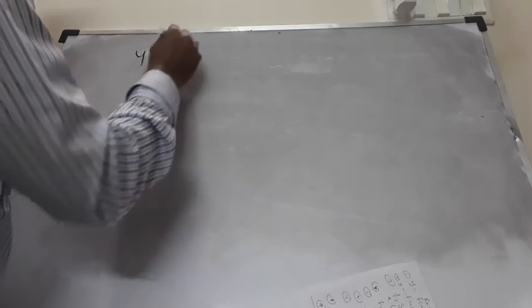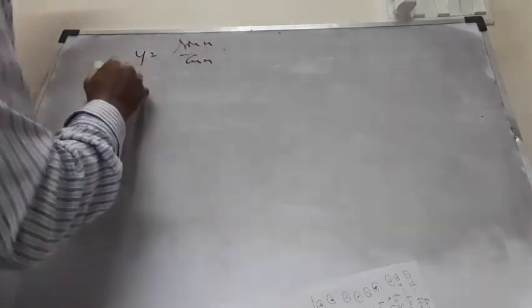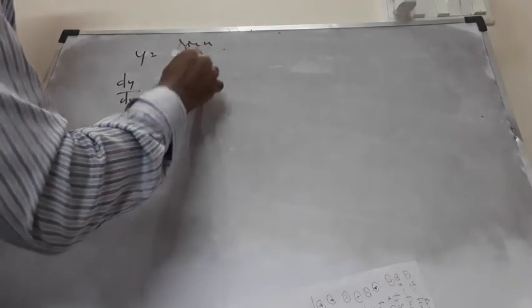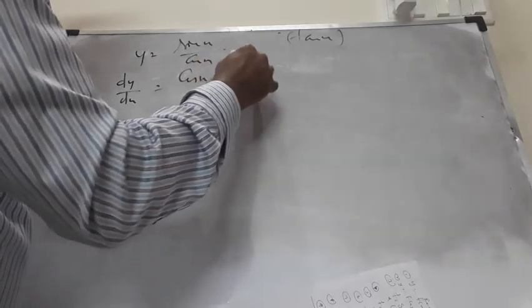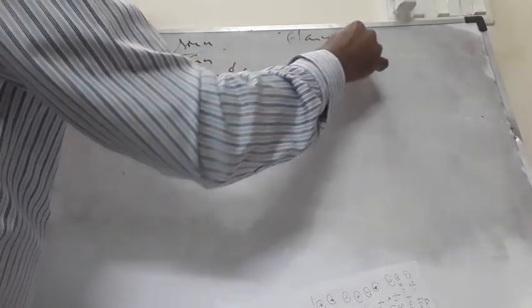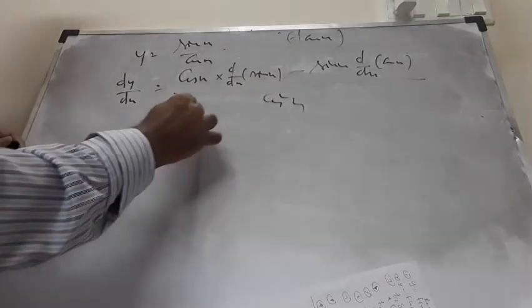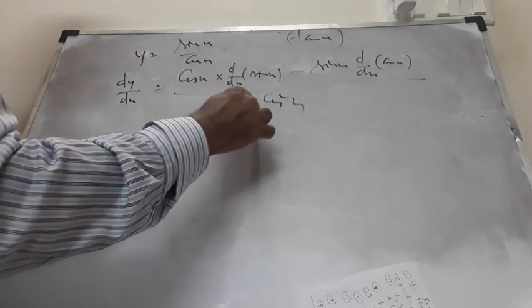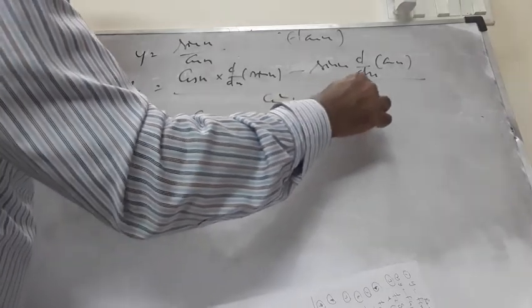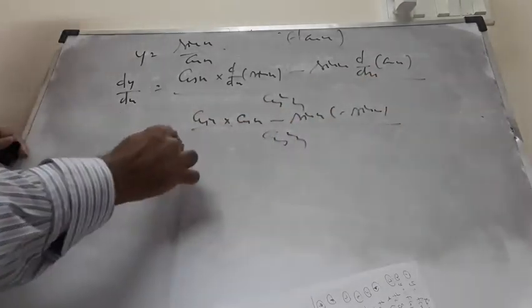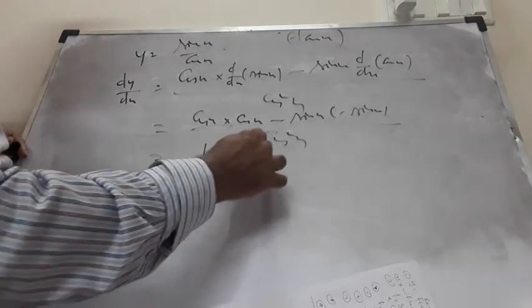Let me think about the division rule. If y is equal to sin x divided by cos x, which is nothing but tan x, let me check whether I am able to get secant square x using the division rule. dy by dx is [cos x into d by dx of sin x minus sin x into d by dx of cos x] whole divided by cos square x. Therefore, this reduces to [cos x into cos x minus sin x into minus sin x] whole divided by cos square x. This is 1 by cos square x, which is secant square x.